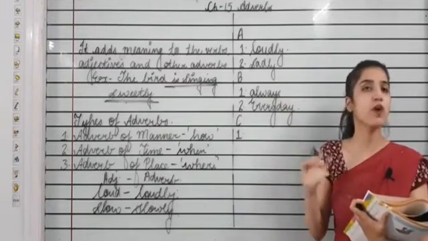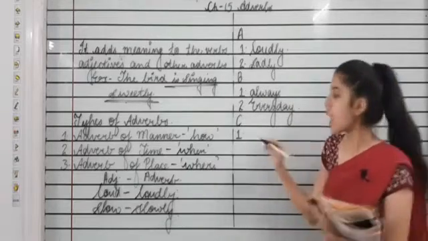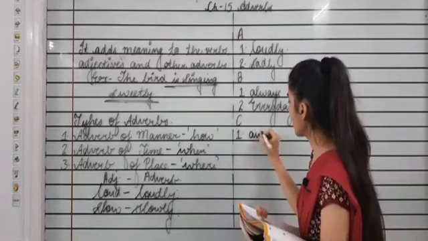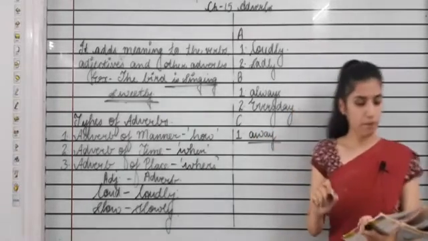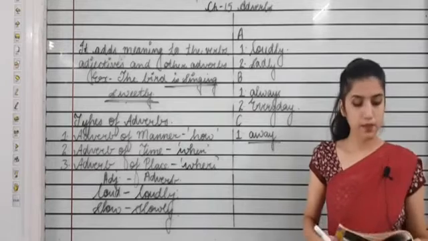So what is the underlined adverb of place? Which word we need to underline? Which adverb? That is away. So you need to underline away. Now moving to the next exercise.